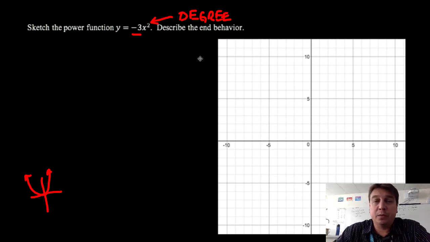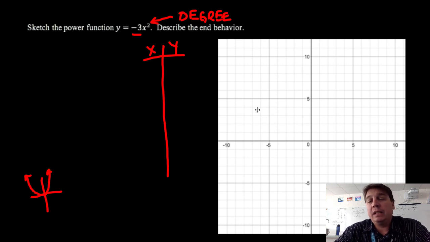All right, let's start plotting some points, because that's the easiest way to do these. I'll figure out my x value, figure out my y value, going to either side. If I substituted a negative 5 in there, squared it and then multiplied by negative 3, I'd be nowhere on here. So we'll just start with negative 2, negative 1, 0, 1, 2.